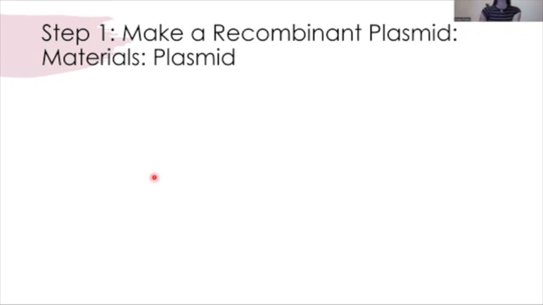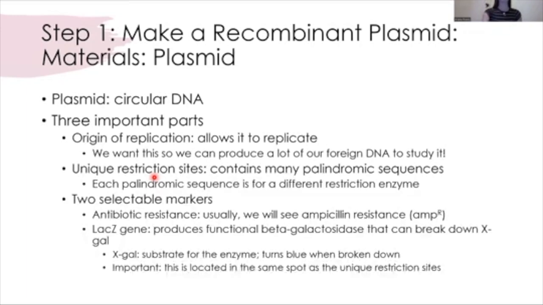All right. Now we talked about the restriction enzymes. Let's talk about the plasmid. So a plasmid is a piece of circular DNA, and there's 3 important regions that you need to know for them. First, you have the origin of replication. This is going to allow the plasmid to actually replicate. And eventually we're going to have foreign DNA in it. So it's really important for it to be able to replicate. That way we can study it and see what's happening.